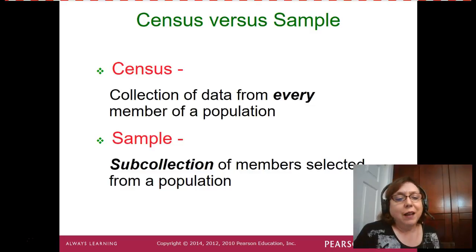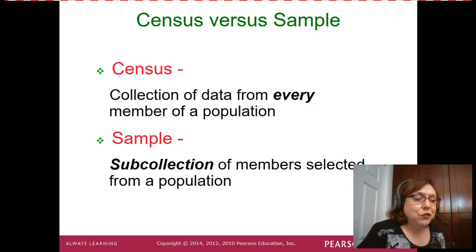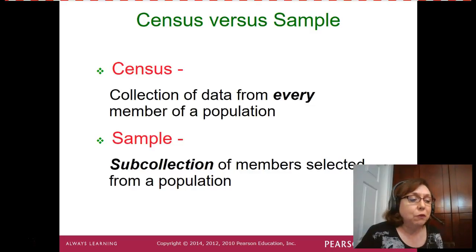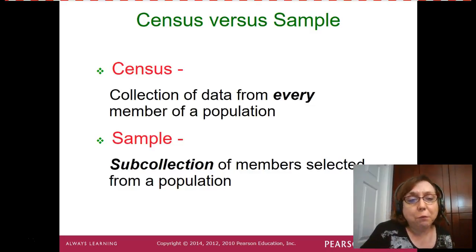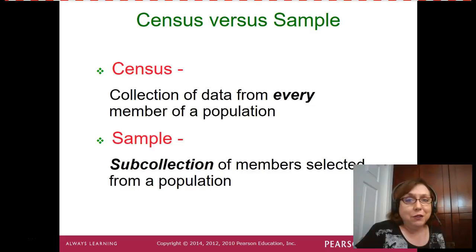A sample, again, is a sub-collection of members selected from a population. Because it's so expensive to survey everyone in a population, in both time and money, that's why we do not do that. We take a sample from a population. Let me give you an example. If we surveyed all Math 165 classes at Citrus College in one semester, that would be between 900 and 1,000 students, depending on the semester. It's a lot of people to survey.